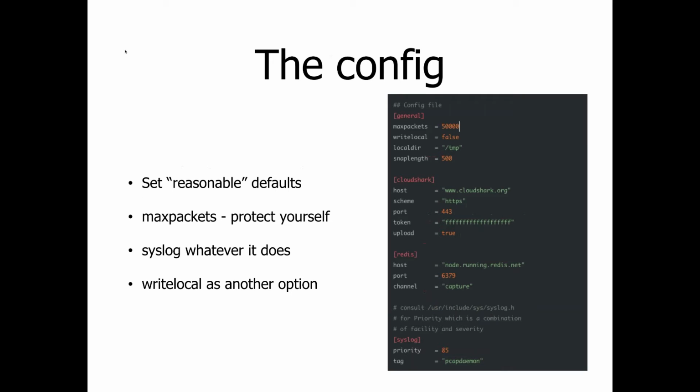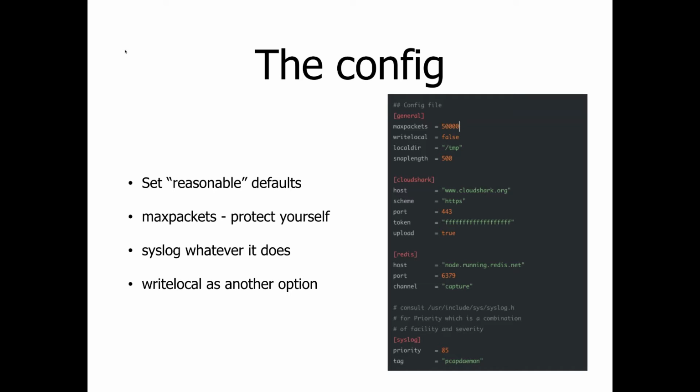The config is super simple. If you're noticing a theme here, hopefully it's that Dan likes to keep it simple. And I usually don't talk about myself in the third person, by the way. But there are reasonable defaults, things like snap length and max packets. Max packets is basically just to protect yourself, so that somebody doesn't write a rule that tries to capture a terabyte of data. And it's pretty simple.